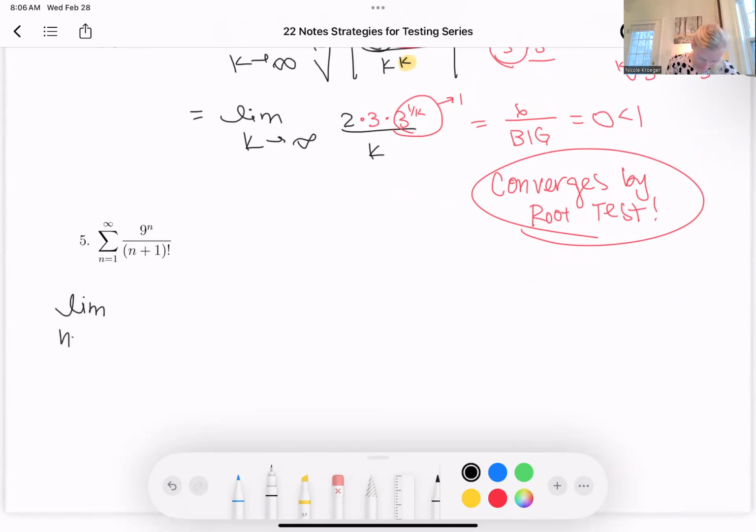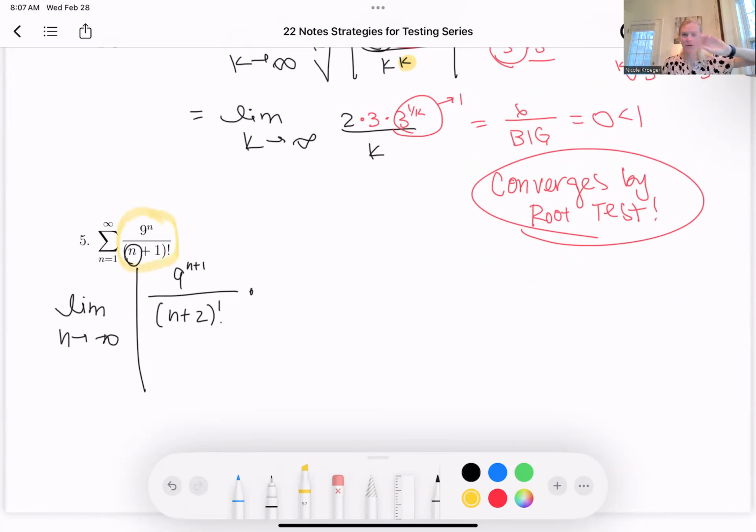So I'm going to look at the limit as n approaches infinity. My n plus 1 term is 9 to the n plus 1. I'm going to replace this n with n plus 1, so I'm going to end up with n plus 2 factorial in here. I divide that by the normal nth term, which is the same thing as multiplying by the reciprocal. So I'm going to multiply by n plus 1 factorial over 9 to the n. And now I just have to simplify.